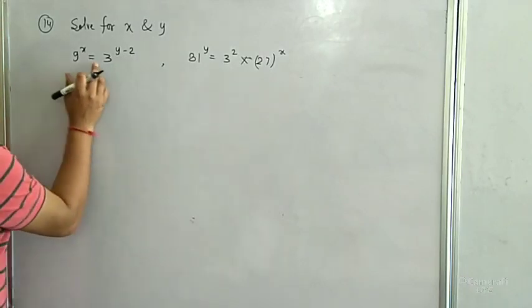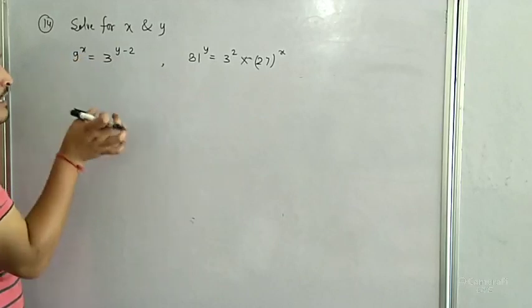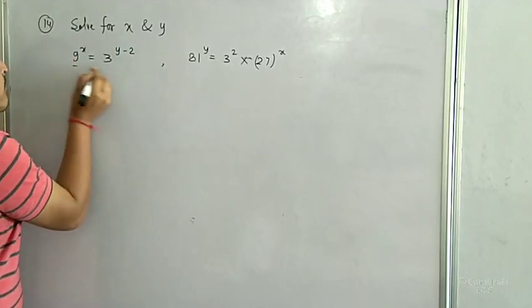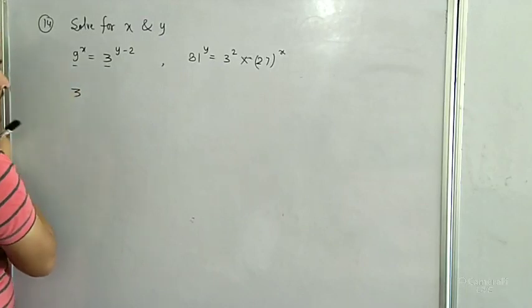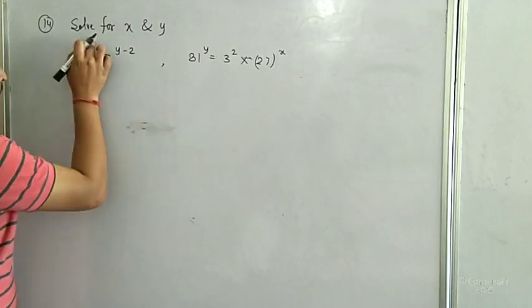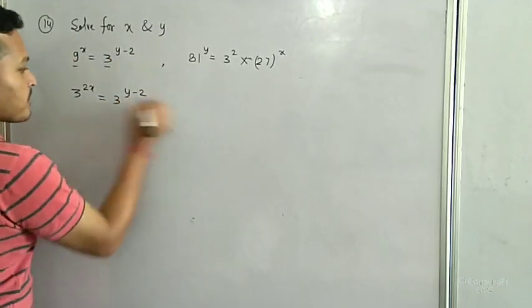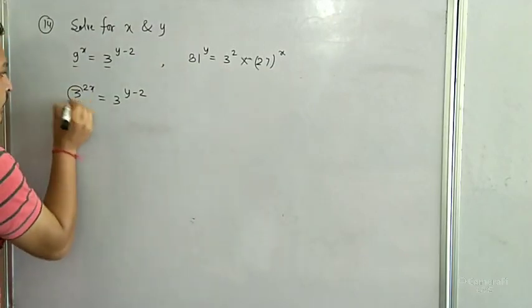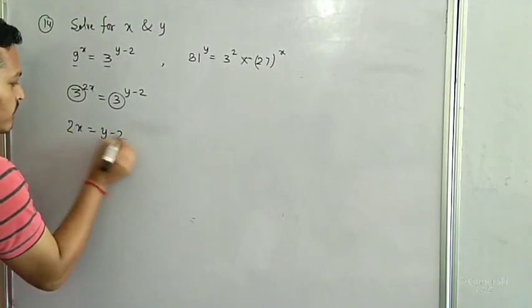So now 9 to the power x is equal to 3 to the power y minus 2. So how can we find the relation between the power when the base will be same? So can we make the same base? Yes. So this one we can write 3 and 9 we can write 3 square. So 3 square and outside x, so then finally 2x is equal to y minus 2. Now bases are same. So then 2x is equal to y minus 2.